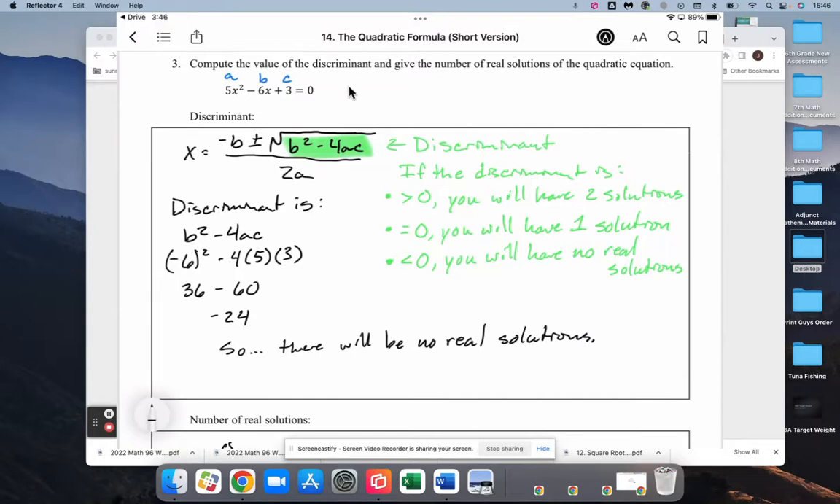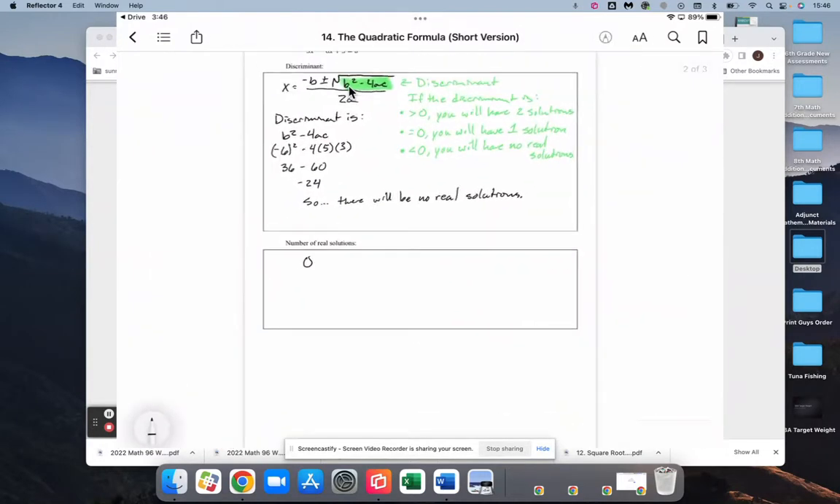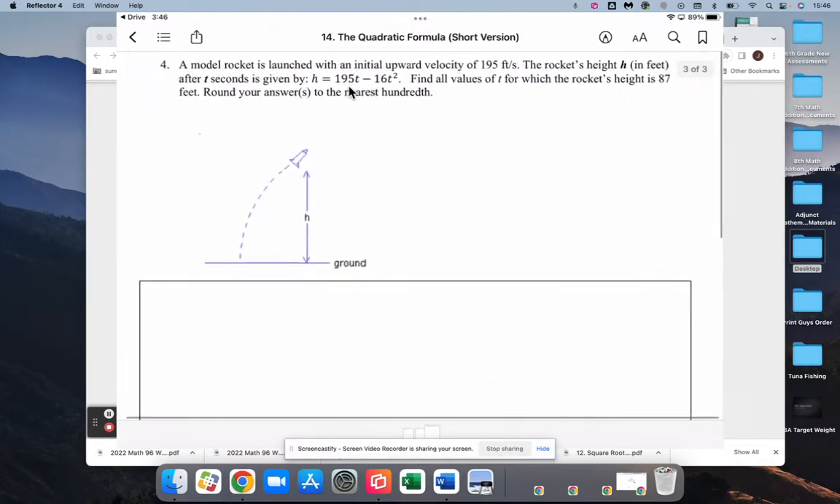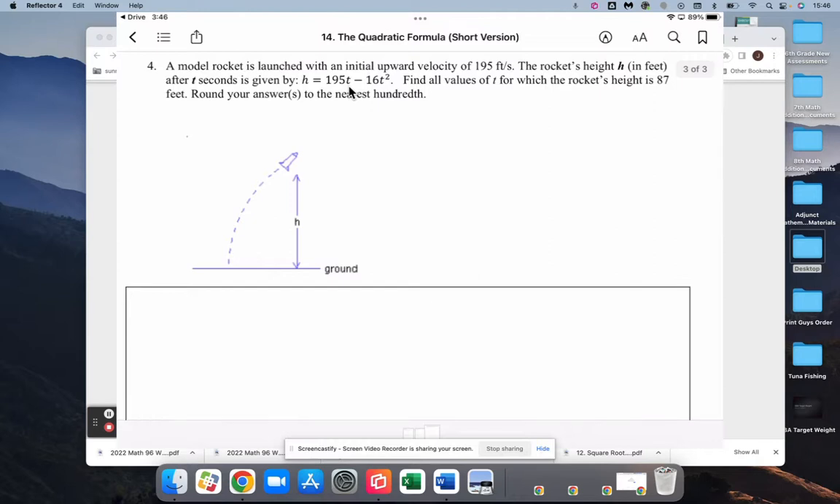All right. Moving on to what I believe is the last problem in this homework assignment. Yep, we have the wonderful word problem, everyone's favorite. A model rocket is launched at an initial upward velocity of 195 feet per second. The rocket's height in feet after t seconds is given by that equation. Find all the values of t for which the rocket's height is 87 feet. Round your answer to the nearest hundredth.